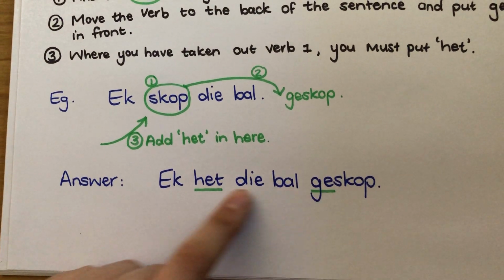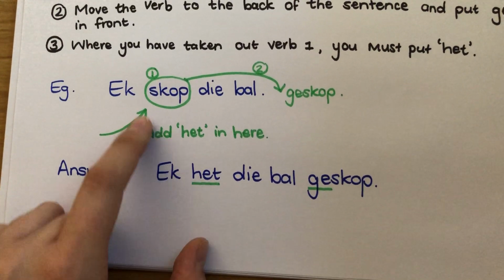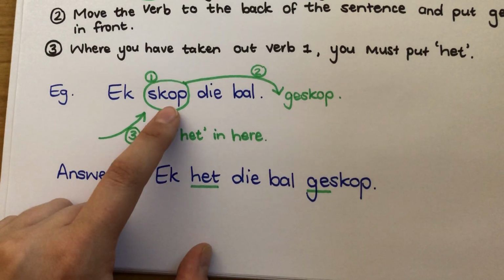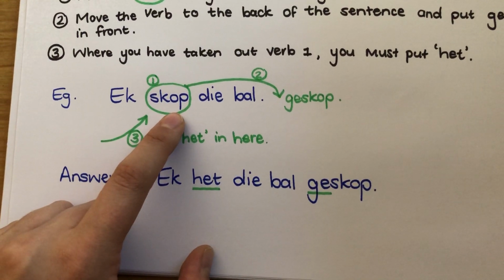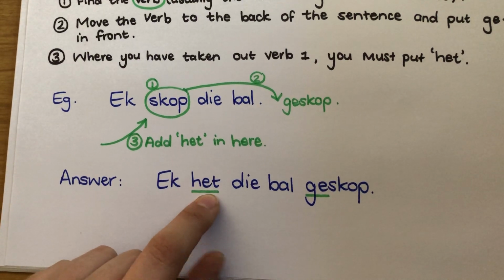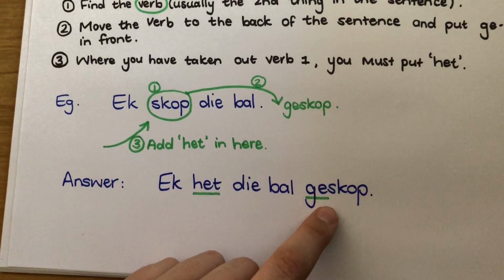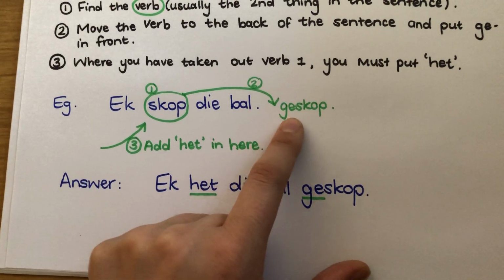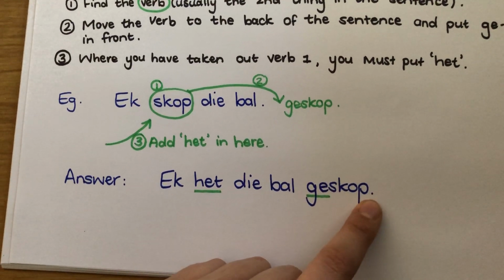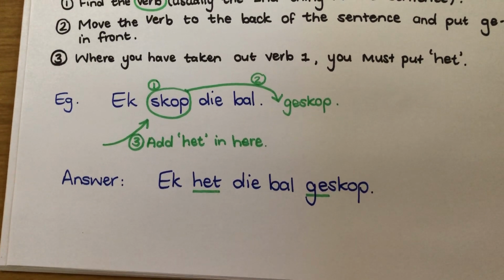So here's what the final sentence will look like. Ek het, see I've added my het here where the skop used to be, because skop was second in that sentence. Here het is second. So I've replaced skop with het. And here we've got die bal, which is your object. And at the end of the sentence, you can see where I've written geskop, because that's where you're going to put your verb now.